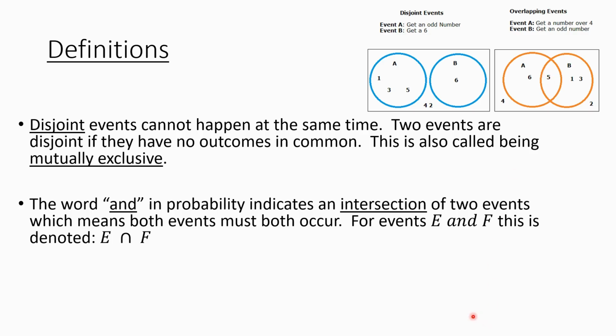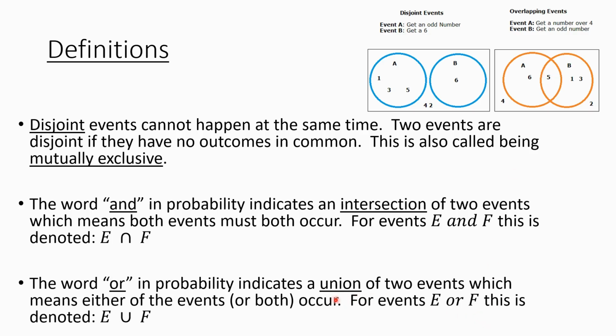On the other hand, the word or refers to a union of two events, meaning either one or both can occur. In probability notation, either the number is over 4 or an odd number. We count any number who meets at least one of these criteria. And so we notate or denote this with this U for union, which is a great way to remember it. It looks like a U, it stands for union. You'll often see this symbol in textbooks or in my stat lab.